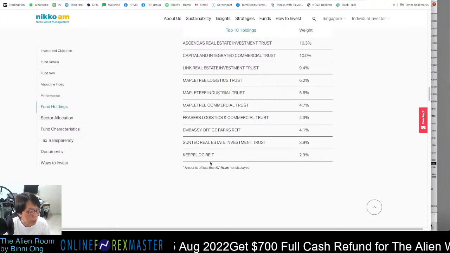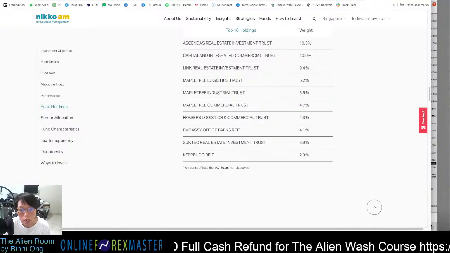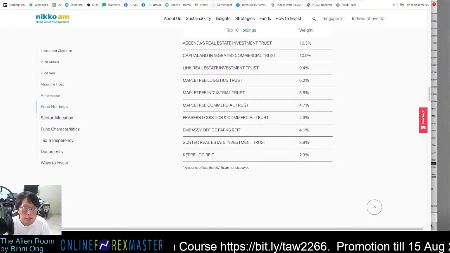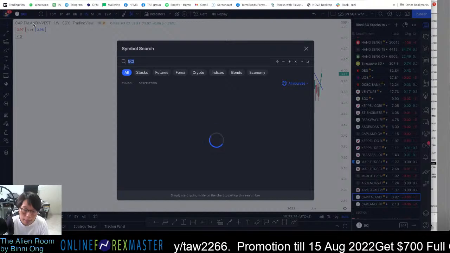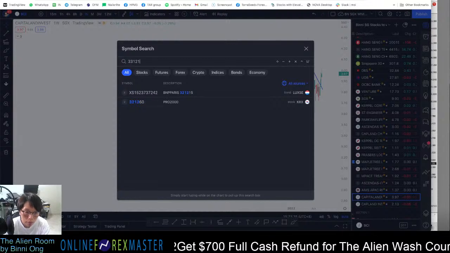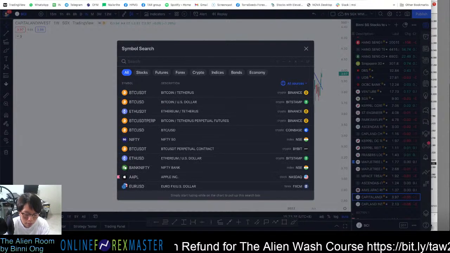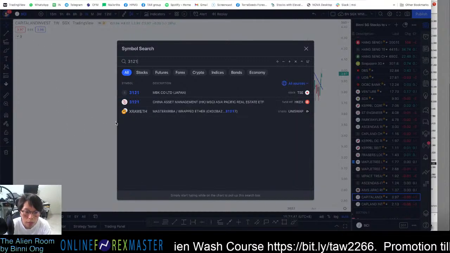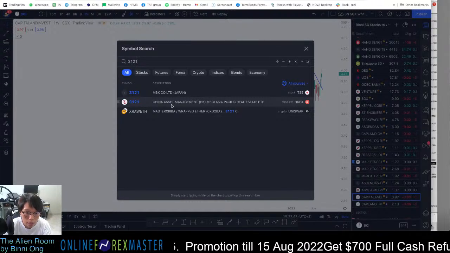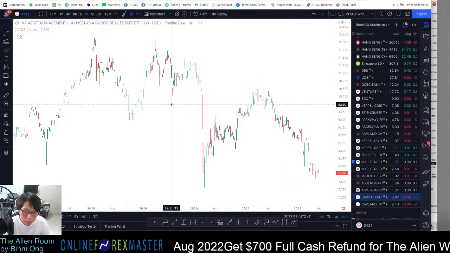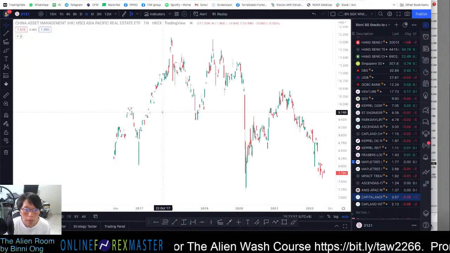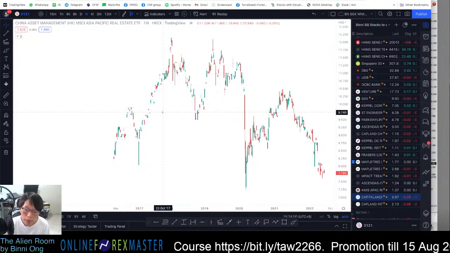Where to purchase MSCI AC Asia Pacific REITs? Now this is the index. You can't actually purchase it, but there are ETFs that track this index. For example, if you want to buy that, then you have to go to 3212 or 3121. The numbers are listed in Hong Kong. This one here, 3121, is the China Asset Management MSCI Asia Pacific Real Estate ETF. So this one tracks the MSCI REITs. But you have to buy in Hong Kong dollars, and you have to buy on the Hong Kong exchange.